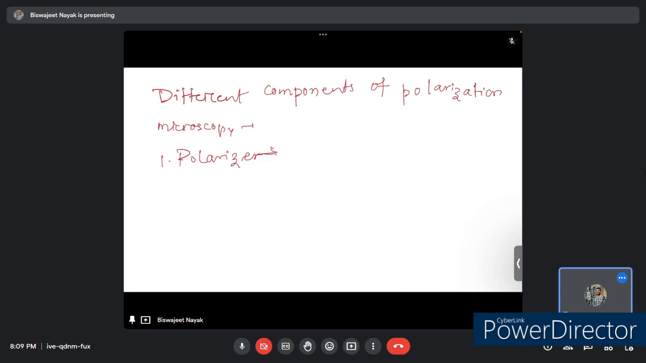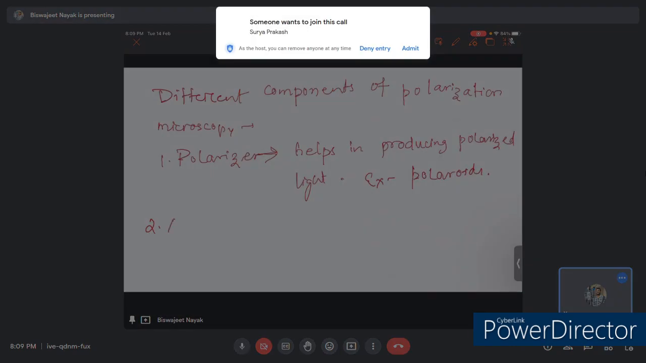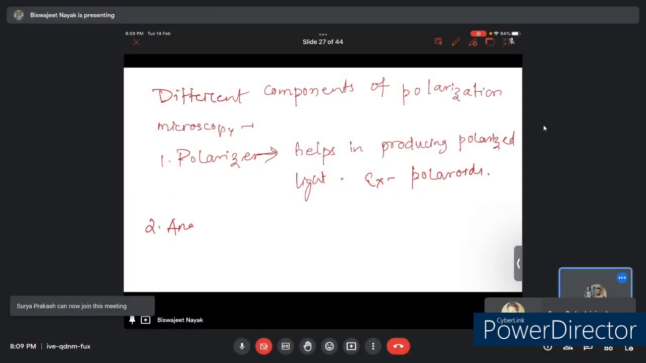What does this polarizer do? It helps in producing polarized light, and a common example is Polaroids. Next, the analyzer, which is also a kind of polarizer, but the difference is that it helps in determining the plane of vibration.